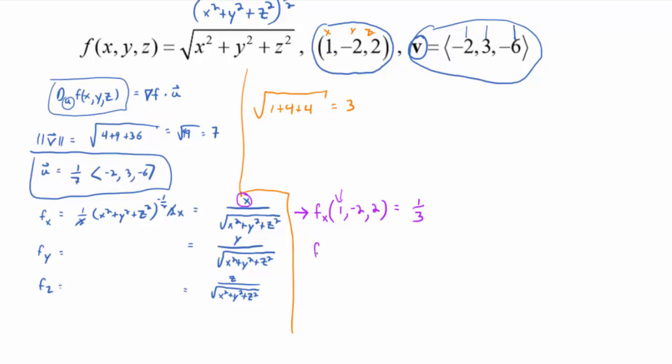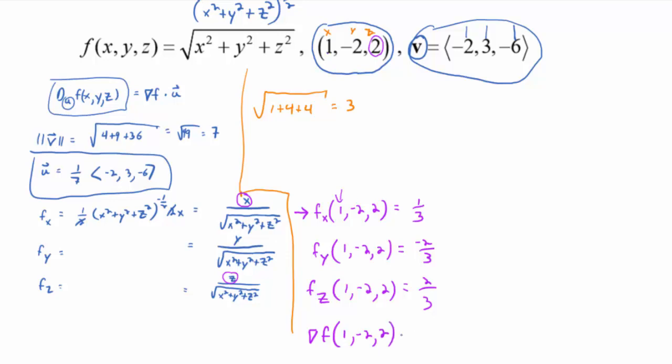And then what do you get for f sub y? Negative 2 over 3, and for f sub z evaluated at the point, 2 over 3. So we're just putting the z value right in there, and then we know the denominator is 3. So then that gives me del f evaluated at 1, negative 2, 2, and that is the vector 1/3, negative 2/3, and 2/3. Everybody with me?